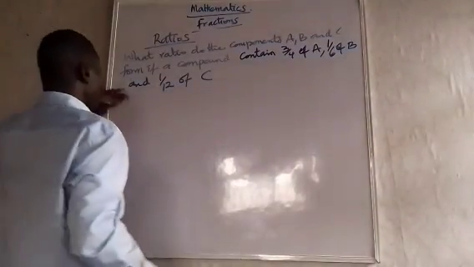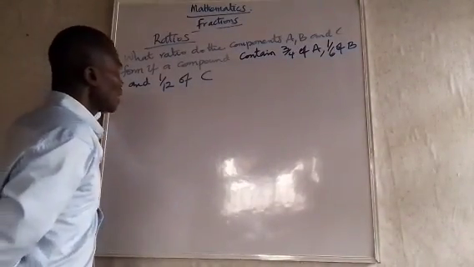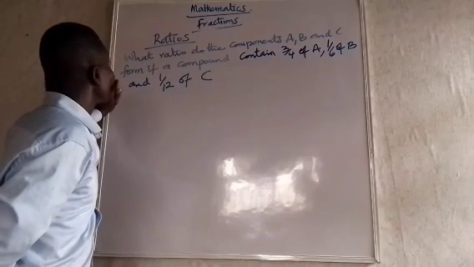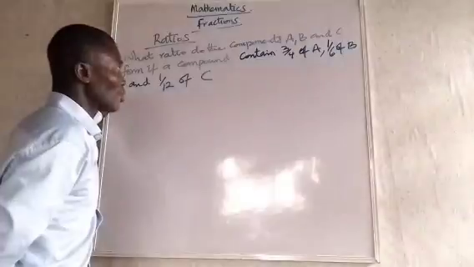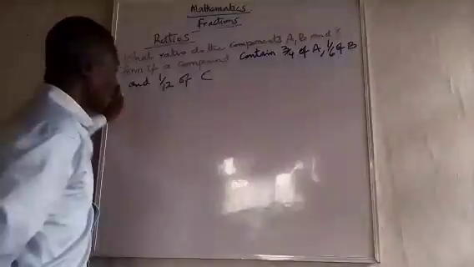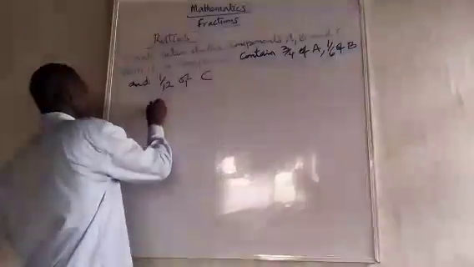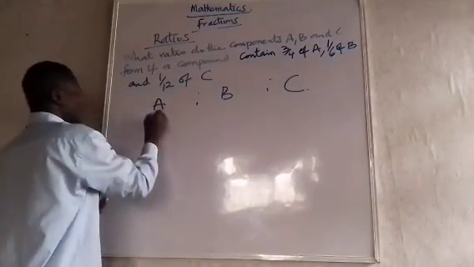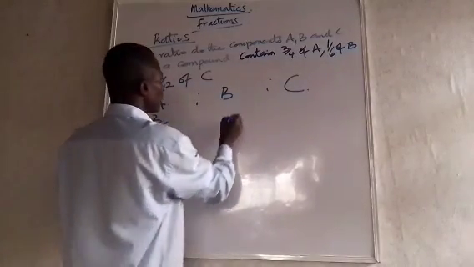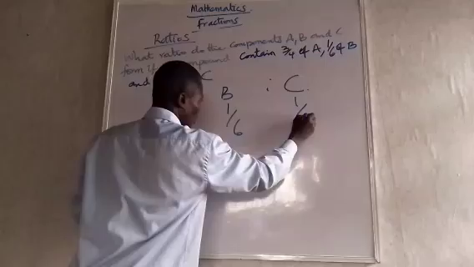Now let's quickly look at this. What ratio do the components A, B, and C form if a compound contains 3 over 4 of A, 1 over 6 of B, and 1 over 12 of C? So let's do it: A, B, C. This one is 3 over 4. This one is 1 over 6. And this one is 1 over 12.